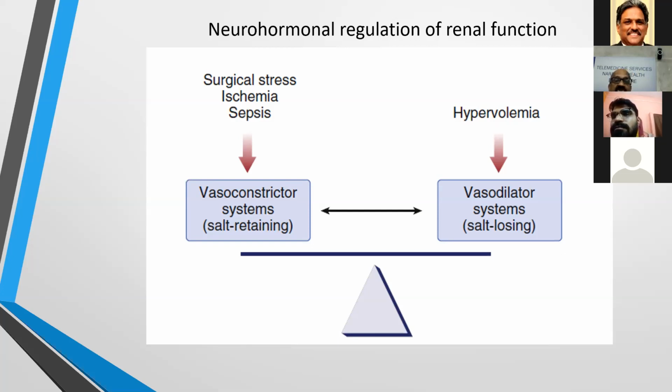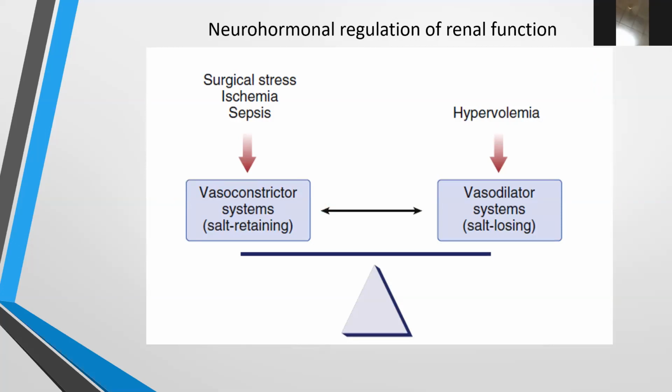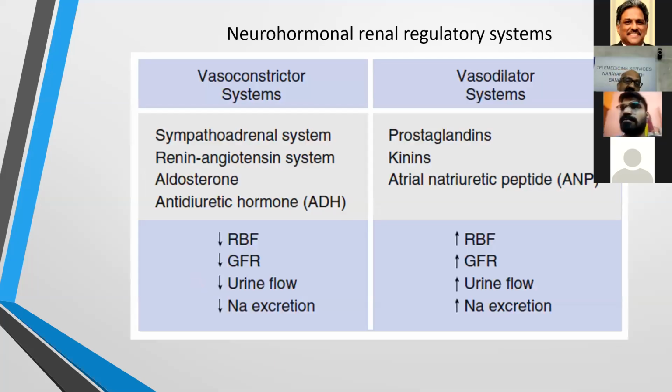The neurohumoral regulation of renal function depends upon the balance between the vasoconstrictor and vasodilator mechanisms. Surgical stress, ischemia, sepsis, and hypotension cause stimulation of vasoconstrictor systems, which are responsible for salt retention, whereas an increase in blood volume causes stimulation of vasodilator systems, which stimulate salt-losing systems, and the delicate balance between these two mechanisms is responsible for regulation of what is regulated by the kidneys.